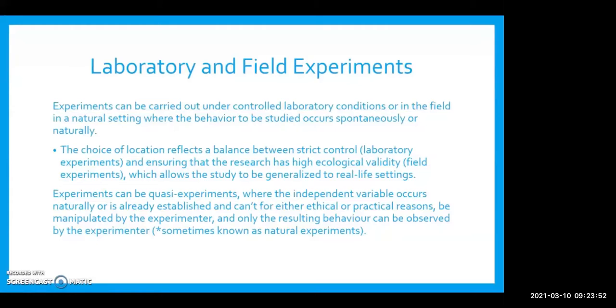Experiments can be quasi-experiments, where the independent variable occurs naturally, or is already established and can't, for either ethical or practical reasons, be manipulated by the experimenter. And only the resulting behavior can be observed by the experimenter. Quasi-experiments are sometimes known as natural experiments.